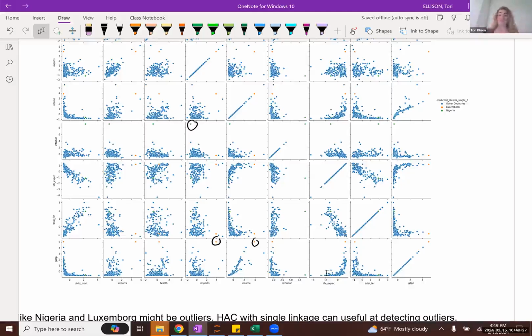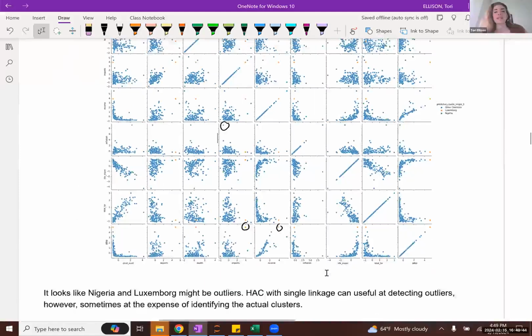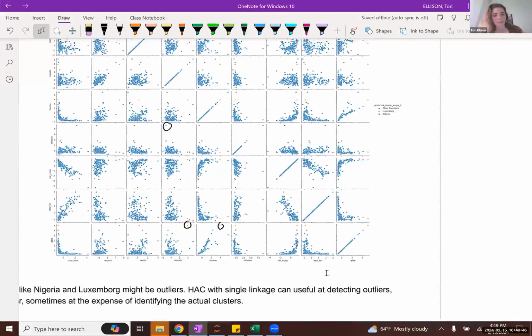So this is why a single linkage dendrogram might not be useful for cluster analysis when you have outliers in your data set. It can, in fact, be useful, at the very least, when it comes to telling you that you do have these hidden outliers that you might not have known about.